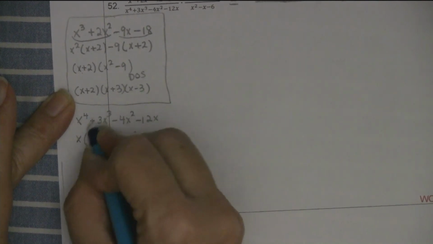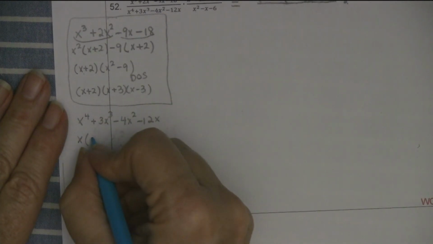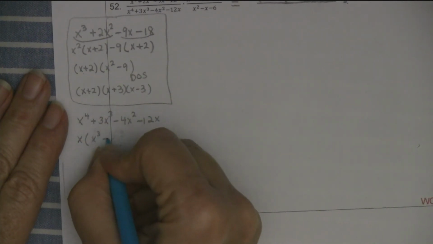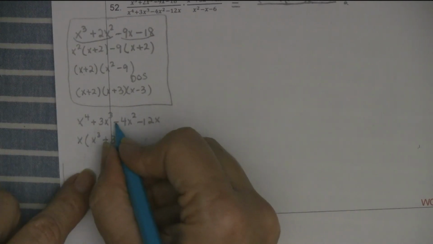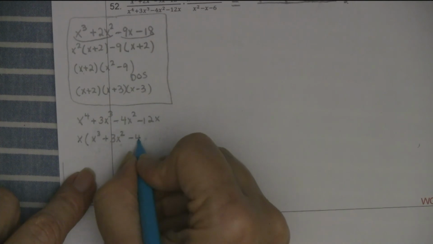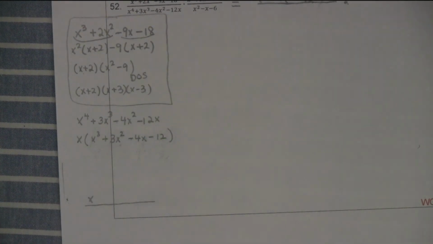And when I was multiplying with my eye, I saw where I made my mistake, and I had a sign error. And so this was really x to the third, this was right, plus 3x to the second, and then this was a minus 4x minus 12. And so I made a sign error right there. This is where I made my sign error.